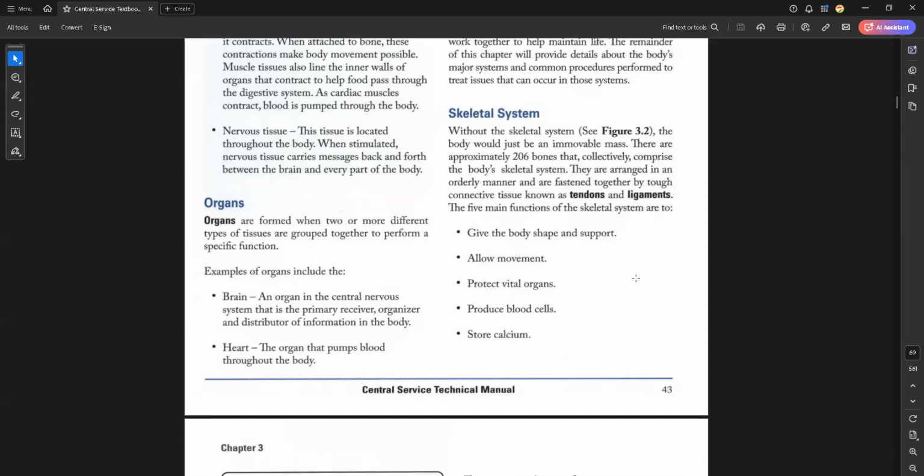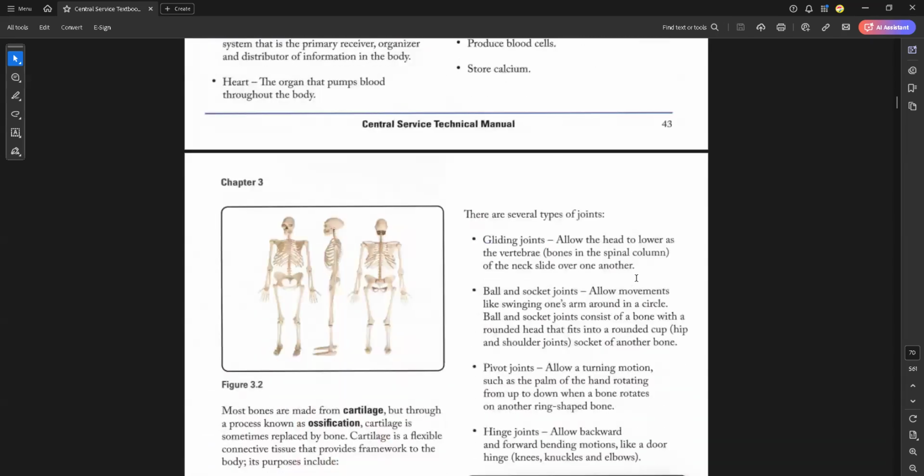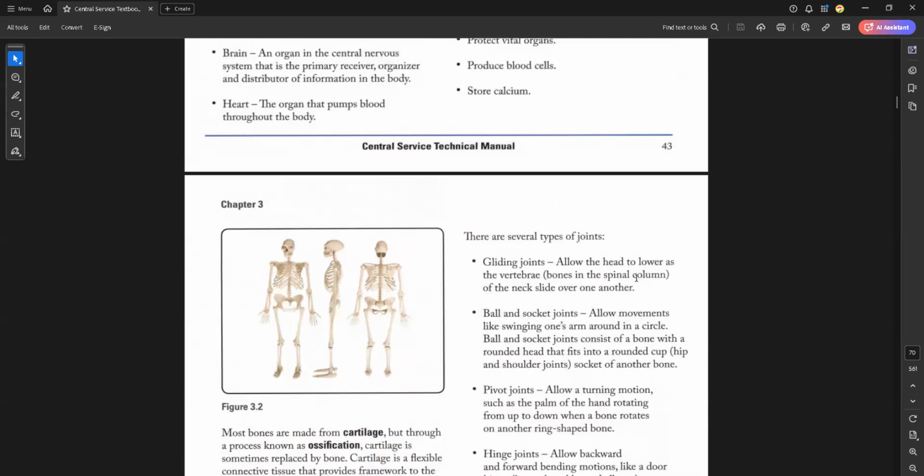There are approximately 206 bones. Well, when we are kids, we have a lot of bones, but at the end, some actually joined together.